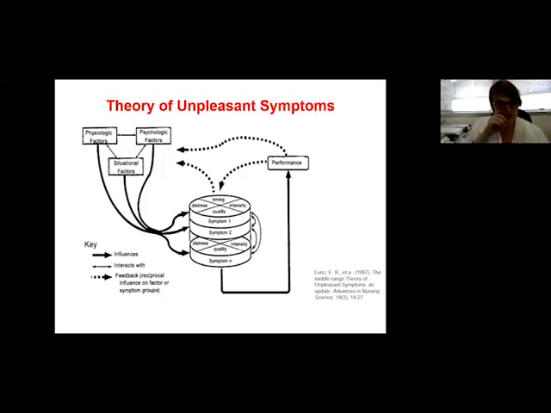The other theory is called the theory of unpleasant symptoms, and it's trying to explain how various factors influence the symptoms that are experienced, and then how the symptoms influence your daily life or your performance. So the three major factors that are considered, if you like, as triggers to the development of symptoms are psychological factors, physiological factors, and situational factors.